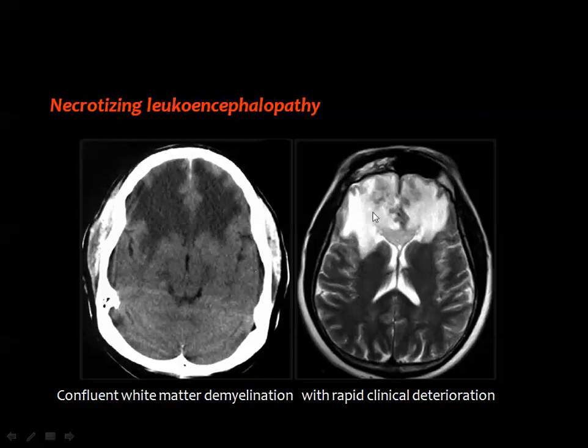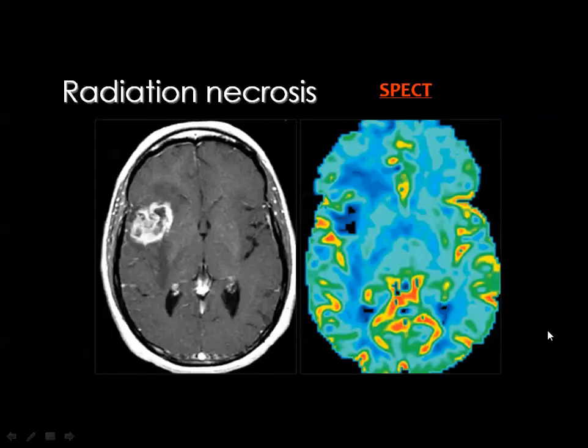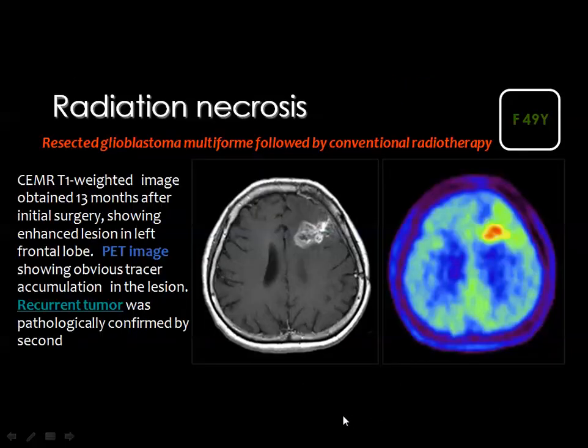Then you see a high signal in the T2 and the FLAIR weighted images. If you inject contrast, there may be no enhancement. And this is a lesion which is not discriminated from a neoplasm, glioma, or metastasis, but the SPECT, or single photon emission computed tomography, showed that there is no uptake within the lesion, denoting that it is a form of radiation necrosis.